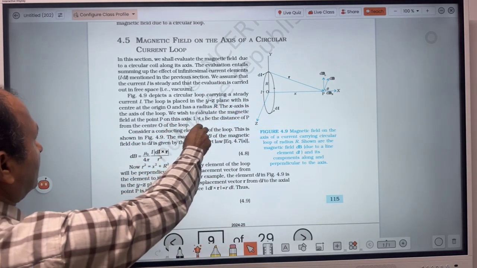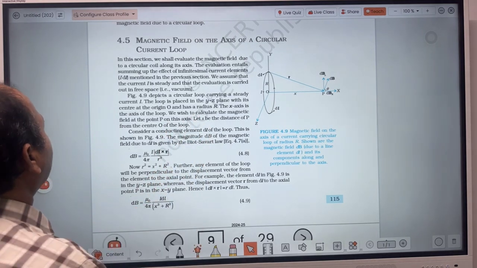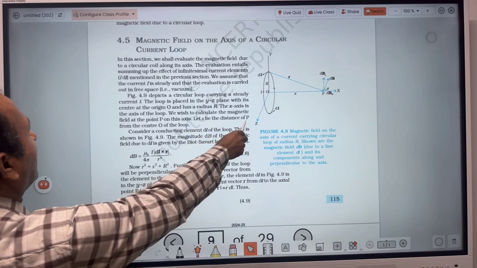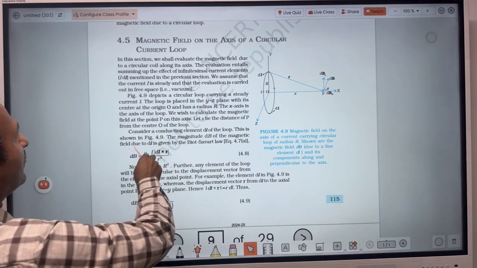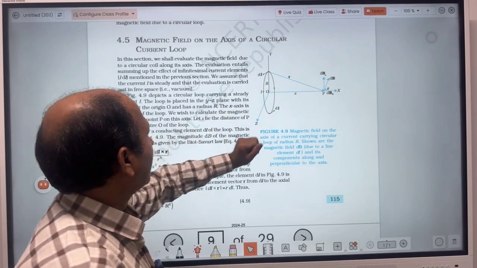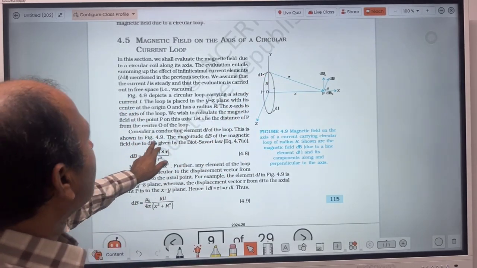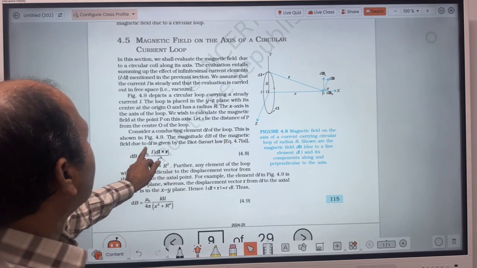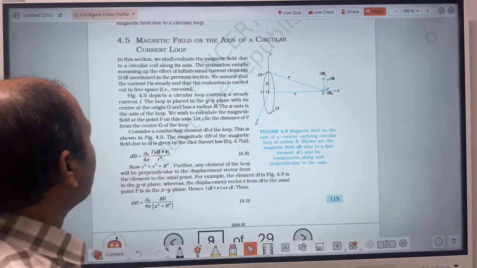Now we wish to calculate the magnetic field at the point P on this axis. Let x be the distance of P from the center O of the loop. Consider a conducting element dl here or here of the loop. This is shown in the figure. Now the magnitude dB of the magnetic field due to dl is given by using Biot-Savart law.